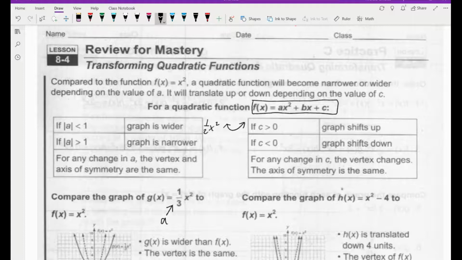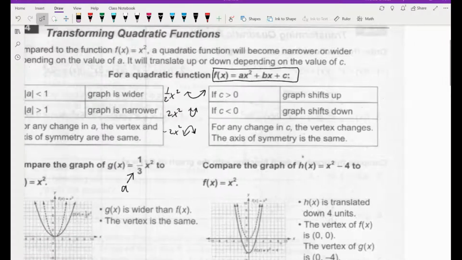When the absolute value of a, again, if it's negative, it just means it's opening down. If the absolute value of a is greater than 1, the graph gets narrower, like 2x squared, and the graph becomes real narrow. The negative sign just tells us whether it's opening up or whether it's opening down. That would be the same graph just opening down.